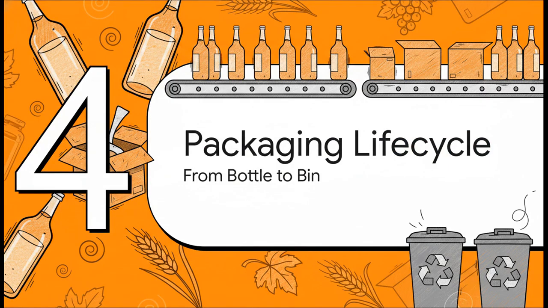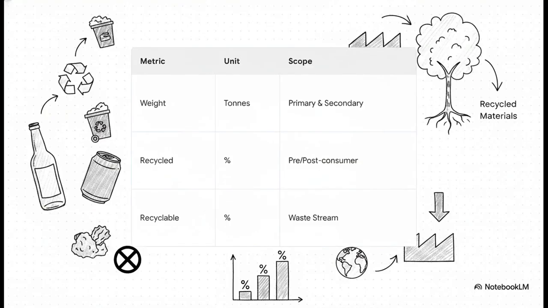All right, Section 4, the packaging life cycle. With the liquid brewed, distilled, and ready to go, it needs to be safely bottled and boxed up. Interestingly, a lot of these beverage companies don't actually manufacture their own glass bottles or aluminum cans, but they still face heavy reputational risks and end-of-life legislation for the waste their products create. So they have to report the whole shebang.